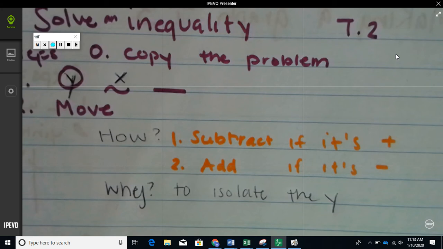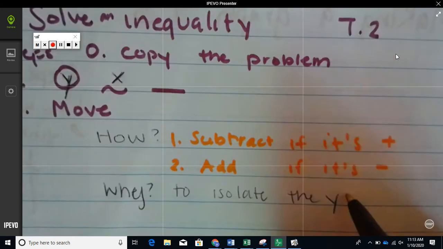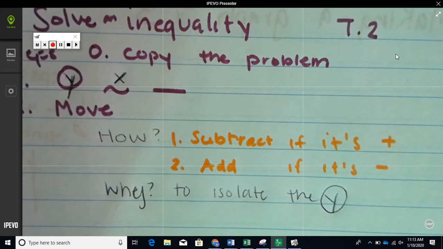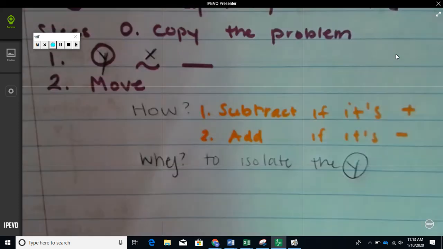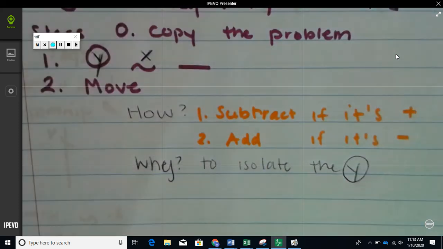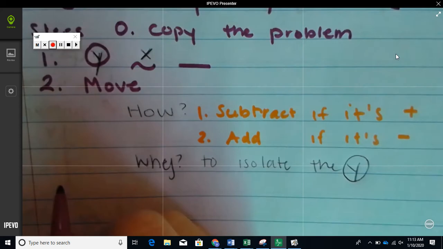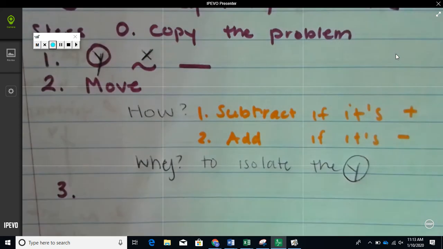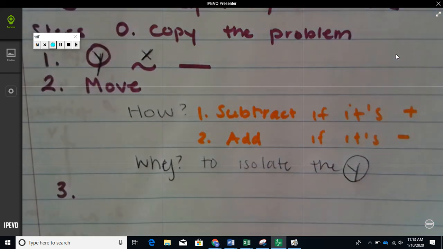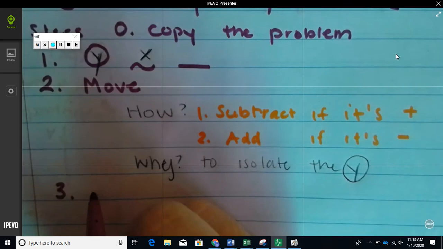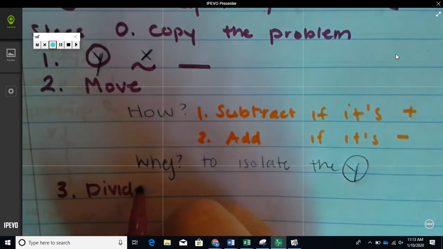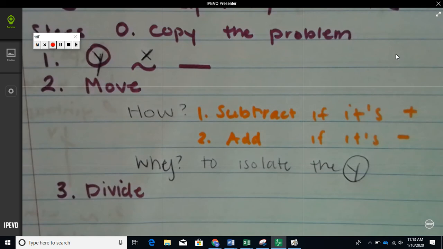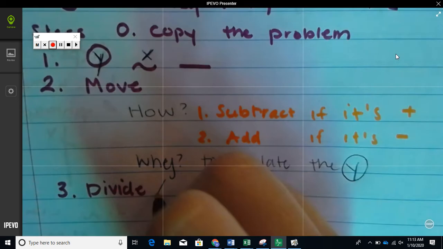If it's not a circle, then it needs to move because we're trying to get the y by itself. So that's why we circle it, so you can see exactly what needs to move and what different kinds there are. We've done that before. So after we move things from the y, what do we do with the y? We divide. Sometimes we multiply, divide, simplify.